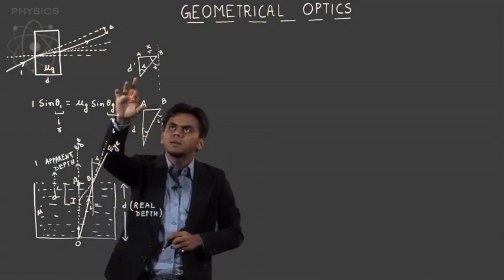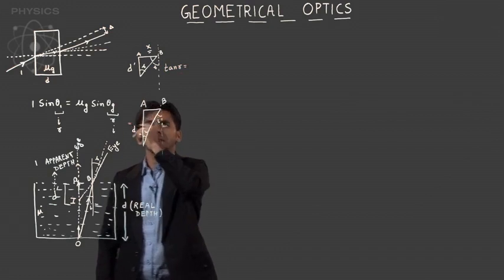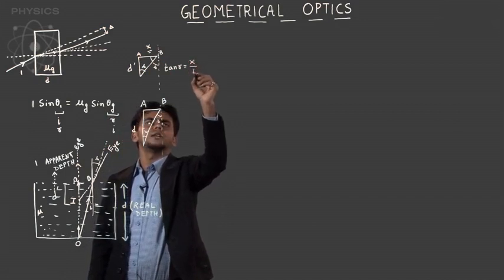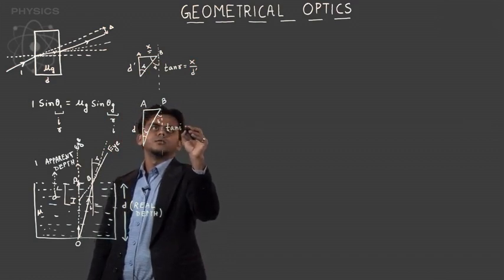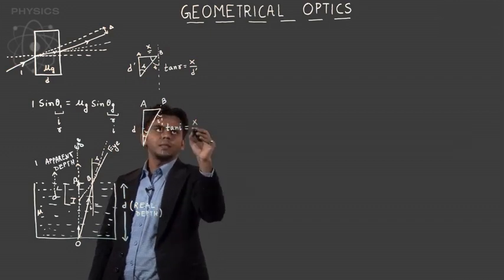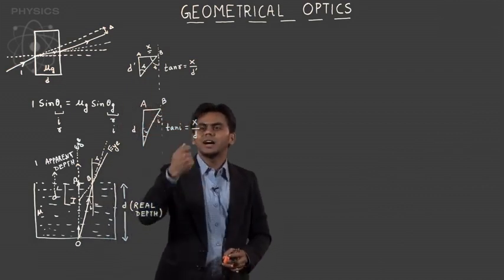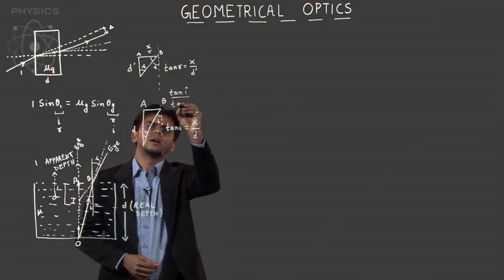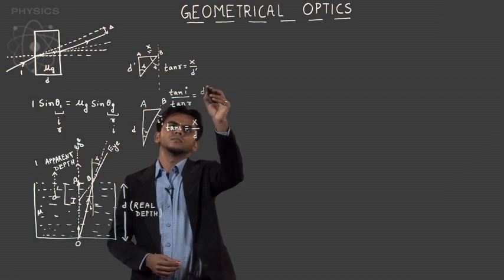Now, in this triangle, tan R would be equal to perpendicular upon base, which is X upon D prime, and tan I in this triangle would be equal to the same X upon D. If I divide these two, I'll have a relation between I and R and D prime, and that relation would be tan I upon tan R is equal to D prime upon D.